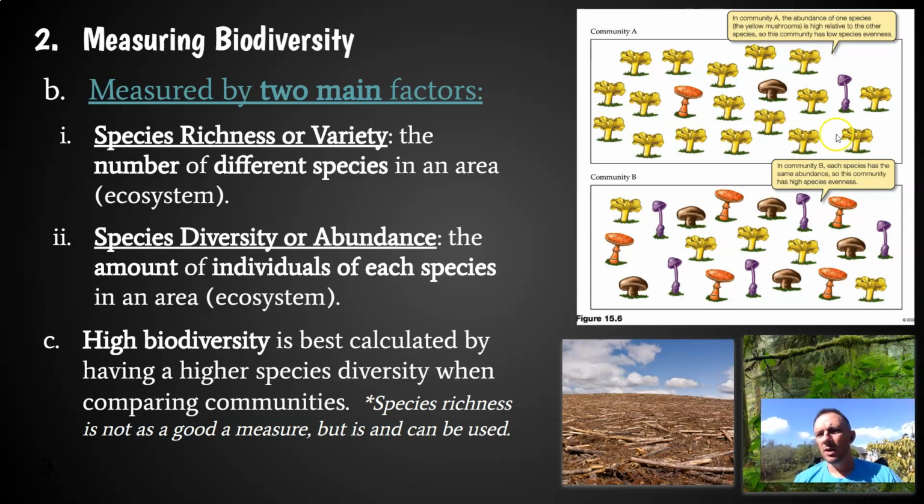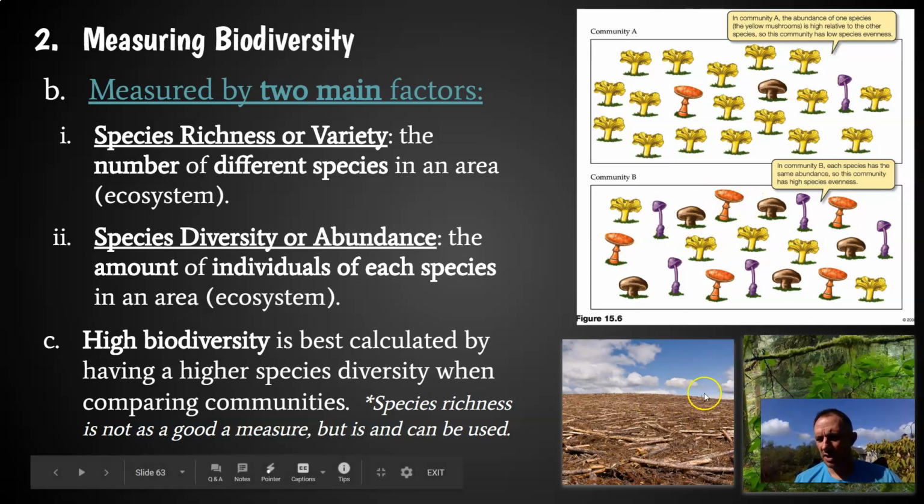Here's another example. Community A, Community B. Which one is more biodiverse? If we looked at just variety and species richness, we'd see that they both are equal in the variety of species they have. They each have 4. But if we looked at species diversity and abundance, we would see that Community B is more biodiverse. Okay. And then looking down at the photo here, both species richness and diversity are low in this picture here, obviously.